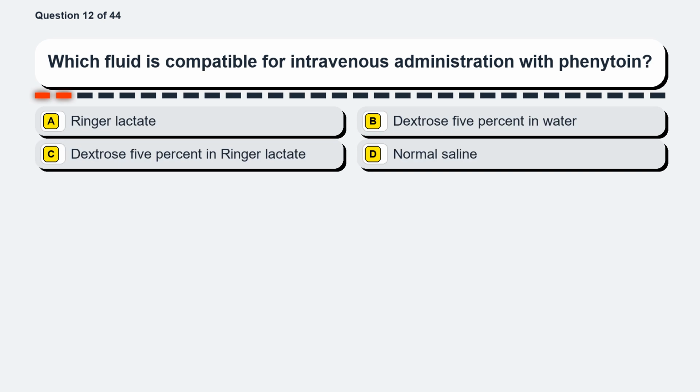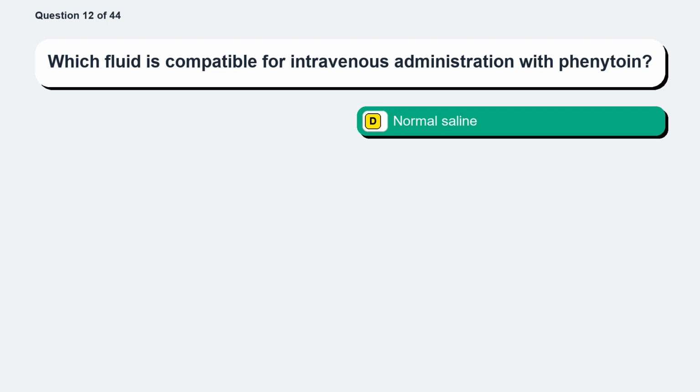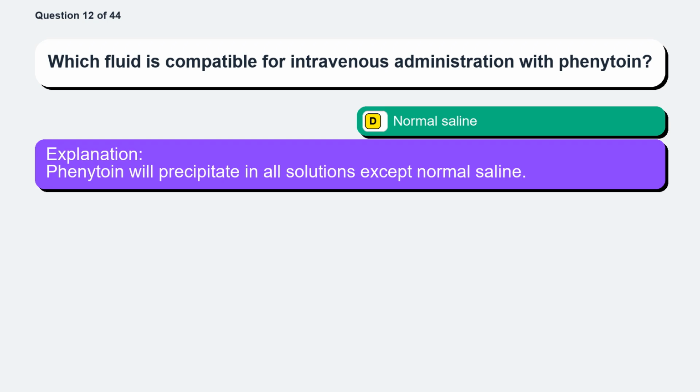Question 12. Which fluid is compatible for intravenous administration with phenytoin? Option A, ringer lactate. Option B, dextrose 5% in water. Option C, dextrose 5% in ringer lactate. Option D, normal saline. The correct answer is option D, normal saline. Phenytoin will precipitate in all solutions except normal saline.